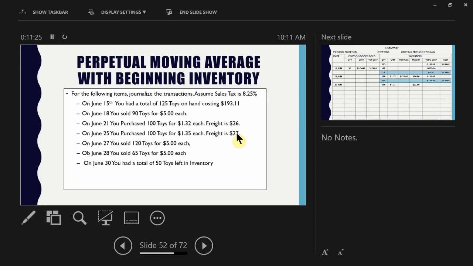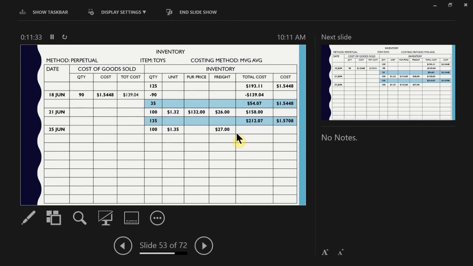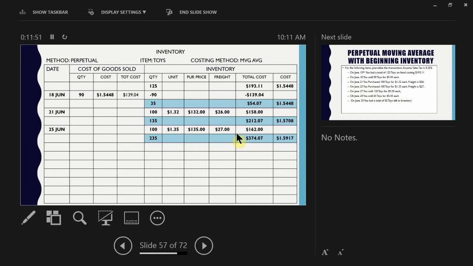Now the next thing that happened on June 25th is you made an additional purchase of 100 toys. So again, we're going to calculate this and add them up together. Instead of 135, we now have an additional 100, giving us 235. We're adding our totals together, and now we recalculate our average cost per item to be $1.5917.